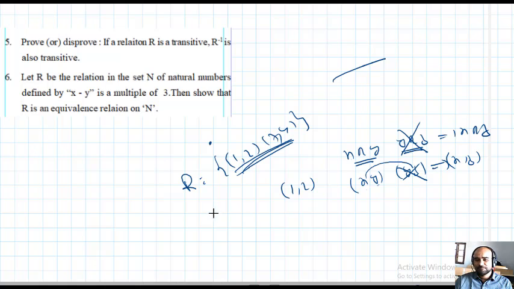Students, important. (x, y) belongs to R. Now I want to check transitive. (y, something) is not there. No need to check for transitive. Directly you can say that it is transitive.